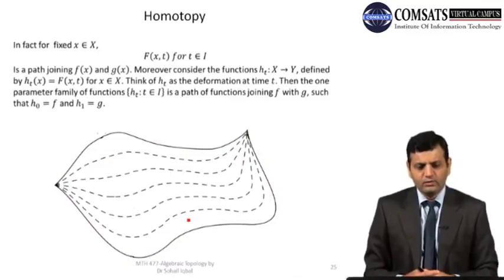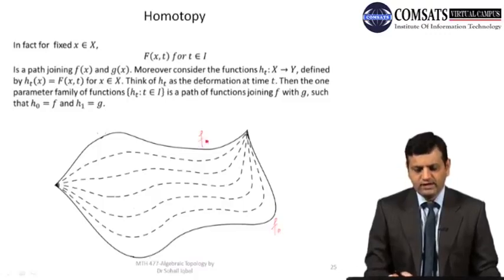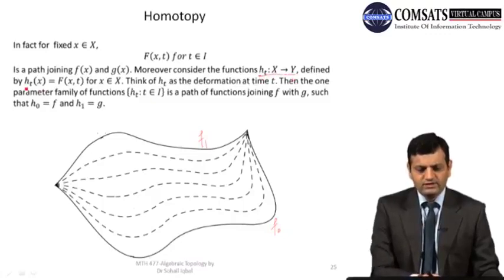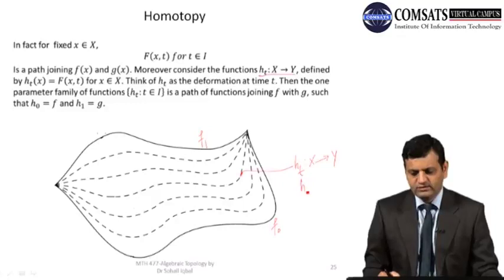So if we have a homotopy from f0 to f1, so this is our function f0 and this is our function f1. So consider this function ht from X to Y defined by ht of x is equal to f of (x, t) for x belongs to capital X. As we discussed earlier, at any time t it is going to be a continuous function from X to Y. So let's say this is time 0.5, so this is h 0.5. Similarly h 0.75, similarly h 0.25.